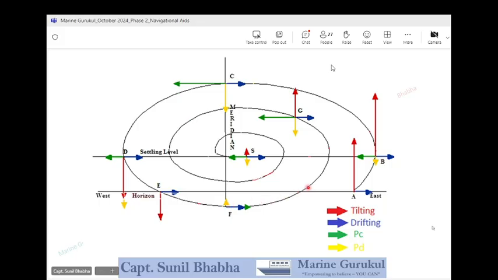So you can see now with every subsequent oscillation, the spin axis is coming closer to the meridian and ultimately coming at point S, which is its settling position. This point S is the equilibrium position of our spin axis. At this point, all the four forces are perfectly balanced out. The easterly drifting is perfectly countered by the westerly control precession, and the upward tilting is perfectly balanced by the downward damping precession.